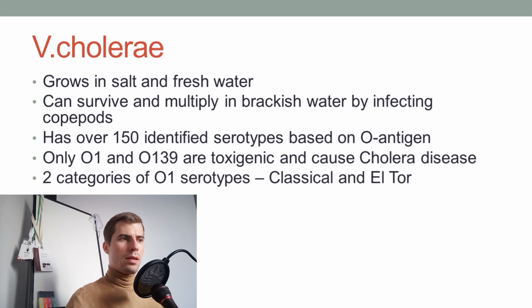Vibrio cholerae is usually found in sources of water. It can survive in both salt and fresh water. Even if there are more common sources of fresh water for cholera, it can survive very well in the sea, in salt water.